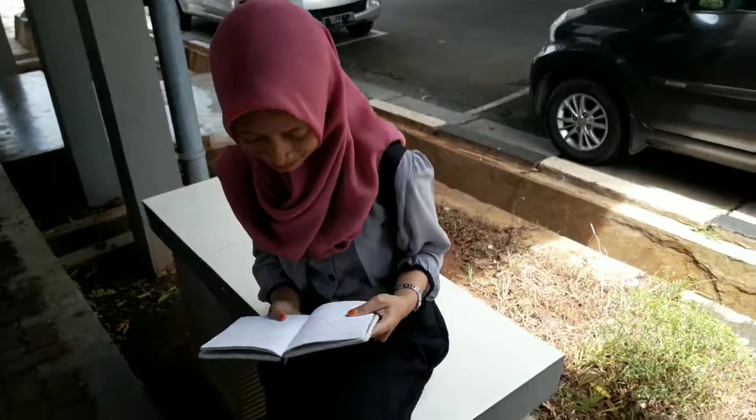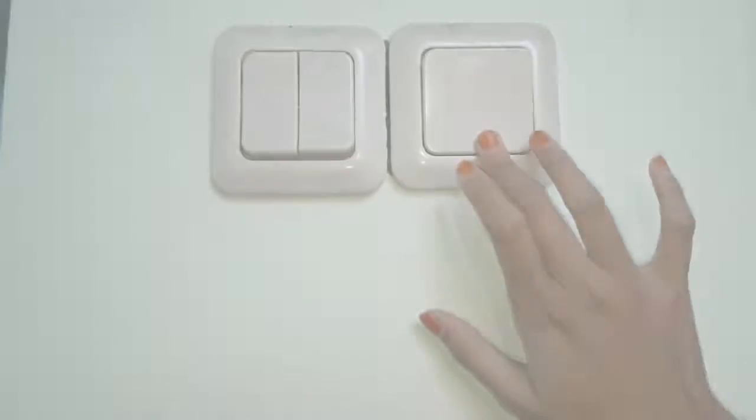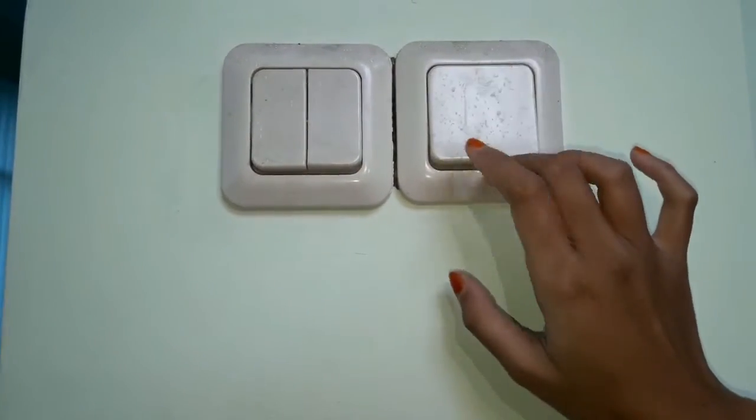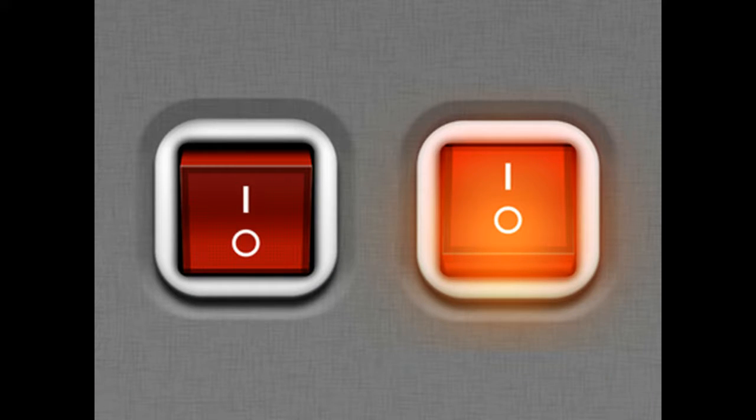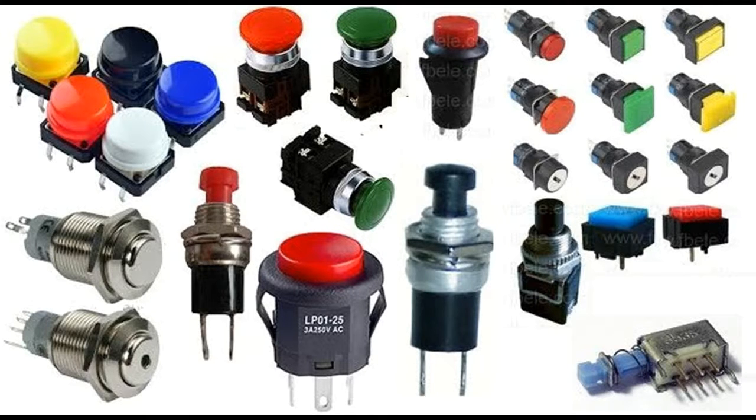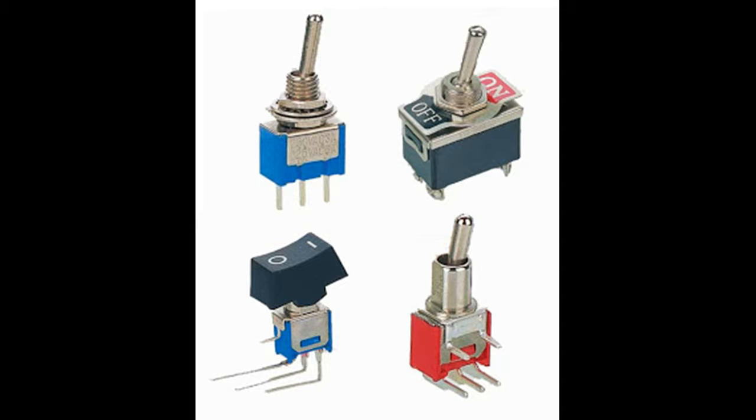Switch is an electrical object that is used to disconnect and connect the electric current on the circuit. Switch has two situations. The situations are disconnected and connected. If the switch is connected, the electric current will flow on the circuit. If the switch is disconnected, the electric current will not flow on the circuit.